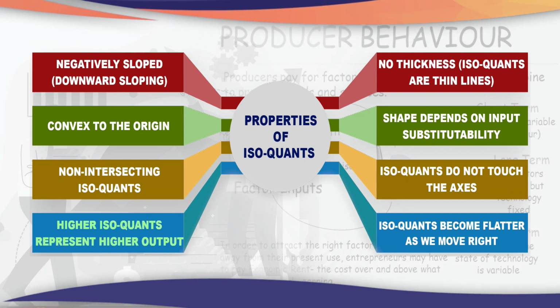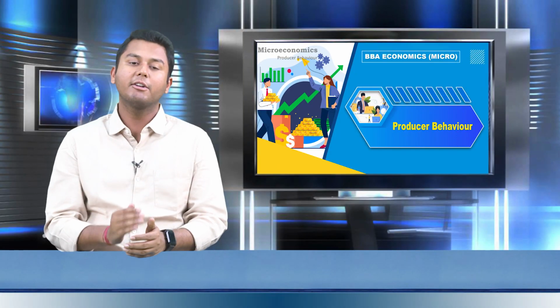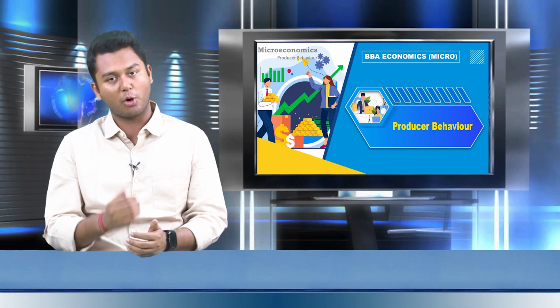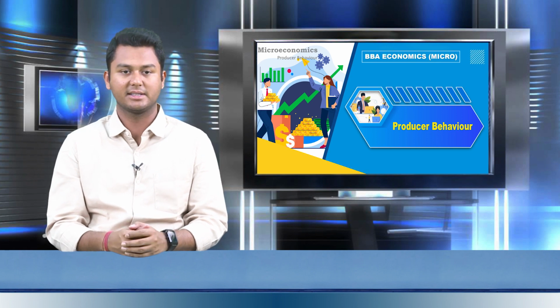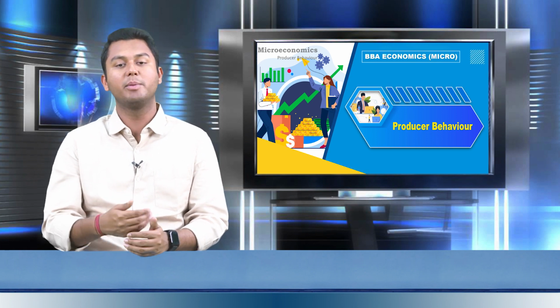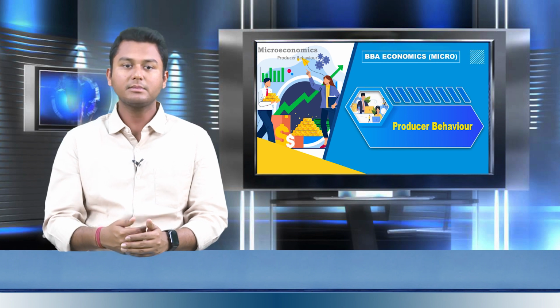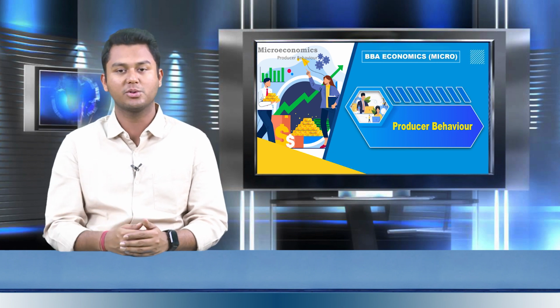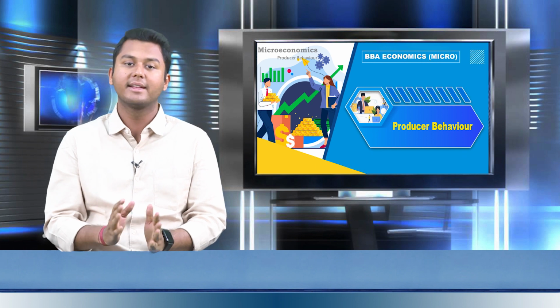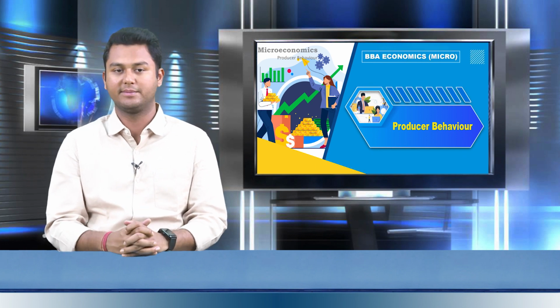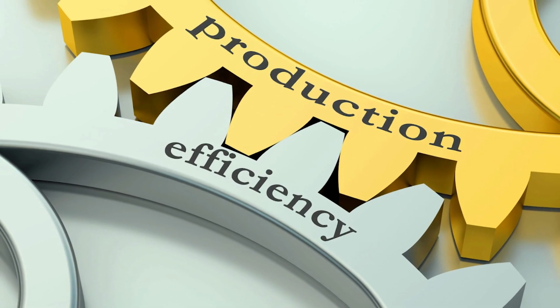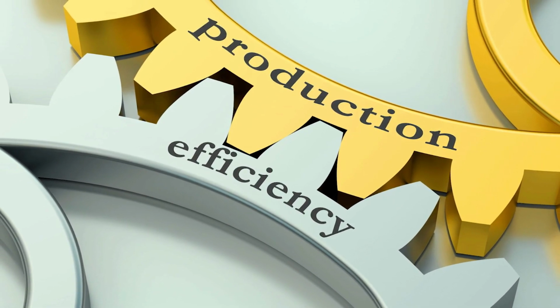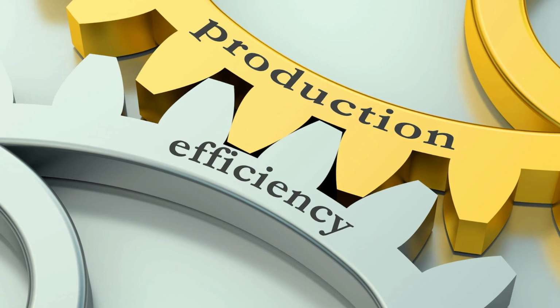Fourth property is a higher isoquant represents higher level of output. The farther an isoquant is from the origin, the higher is the level of output that it represents. Since production increases when more inputs are used, an isoquant further away shows a greater quantity of output than the one closer to the origin. This property helps firms aim for higher production efficiency by moving towards higher isoquants while minimizing costs.